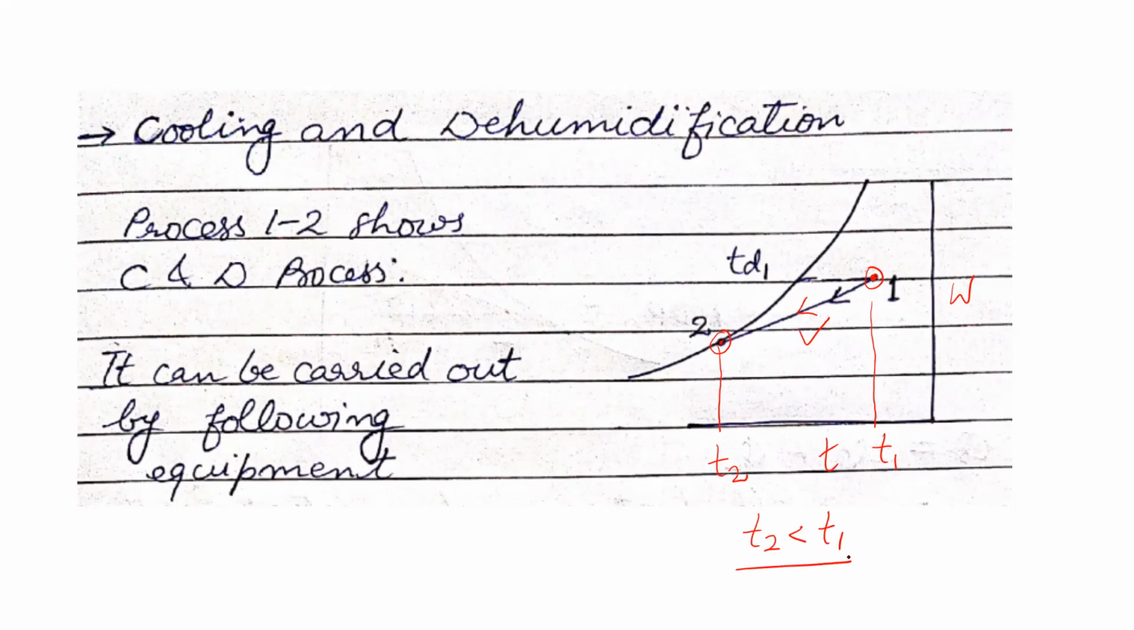And simultaneously, the specific humidity at this point is W1, whereas the specific humidity at this particular point is W2, and we can see that W2 is less than W1. So we are removing the moisture from the air also. So it is dehumidification. Combined, we can say it is a process of cooling and dehumidification, and it can be carried out by the following equipment.